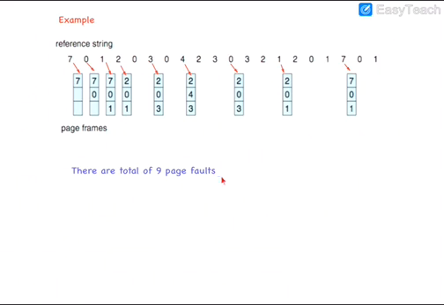So there are a total of 9 page faults, which is better than first come first serve, which we have seen previously. This is the minimum number of page faults, which is why the algorithm is called optimal page replacement. But in practice it is difficult. Why? Because we cannot predict the future page references.